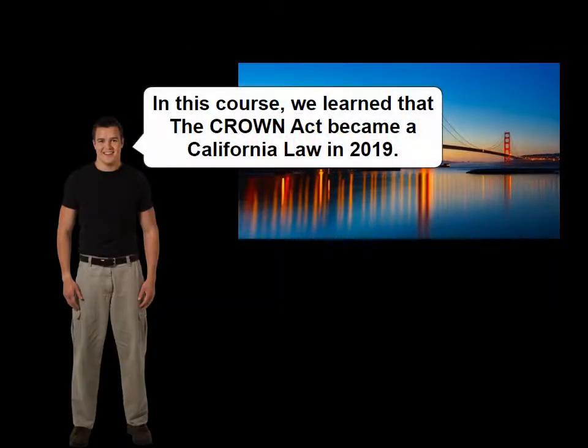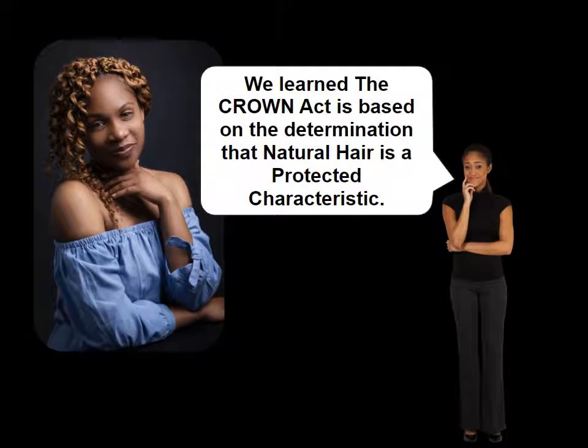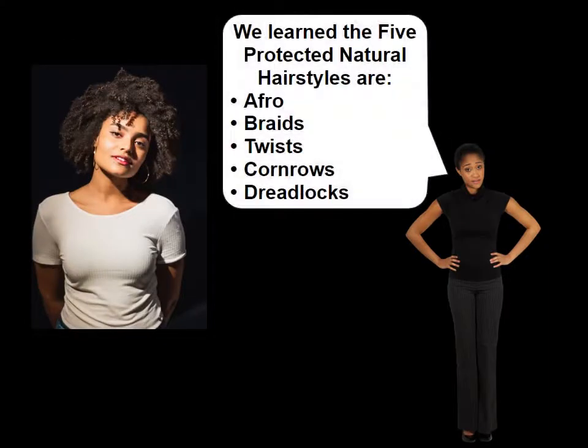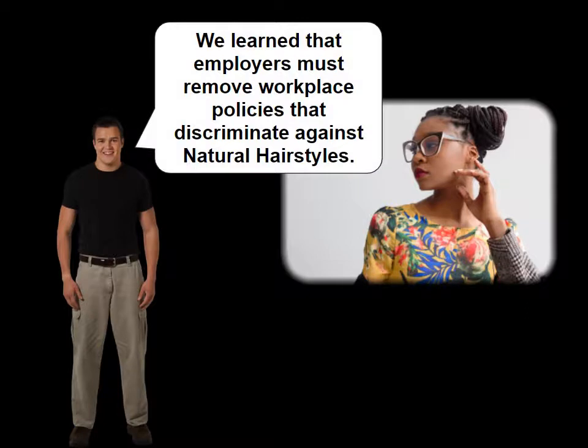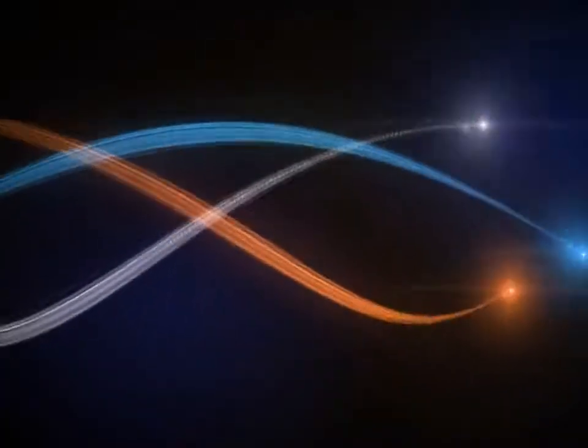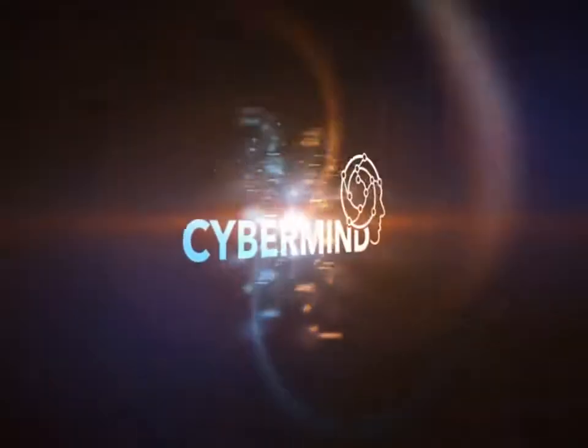In this course, we learned that the Crown Act became a California law in 2019. We learned the Crown Act is based on the determination that natural hair is a protected characteristic. We learned the 5 protected natural hairstyles are afro, braids, twists, cornrows, and dreadlocks. We learned that employers must remove workplace policies that discriminate against natural hairstyles.